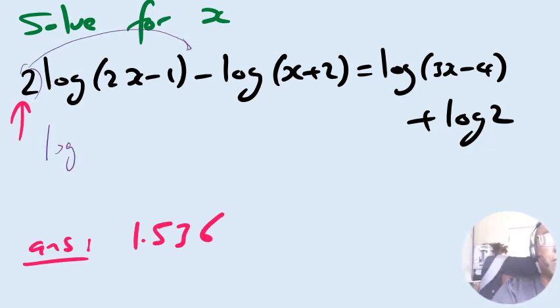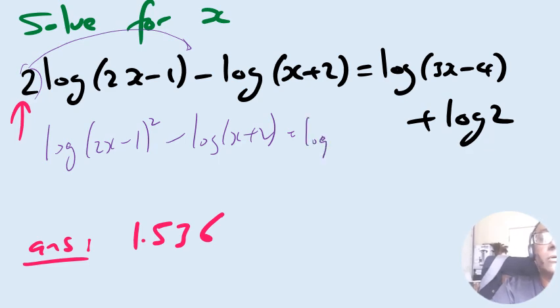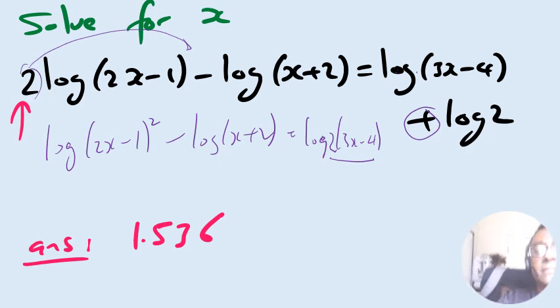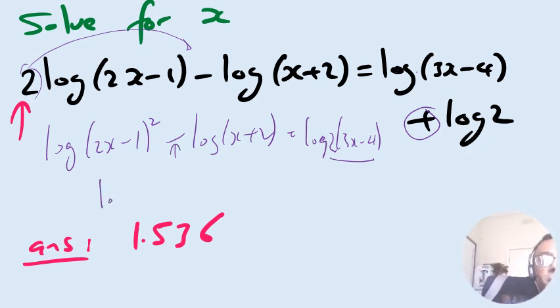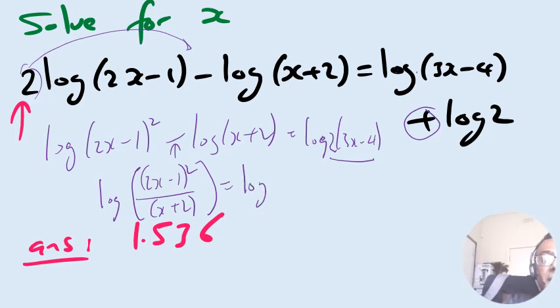So that becomes log of 2x minus 1 squared minus log of x plus 2 equals log of 3x minus 4. But I'm going to write that as a 2 there because it's log of a plus log of b, then it's the product. This one is the difference. So I can write this as, write neatly as well. This is terrible writing. But I'm doing that deliberately. All into 3x minus 4.